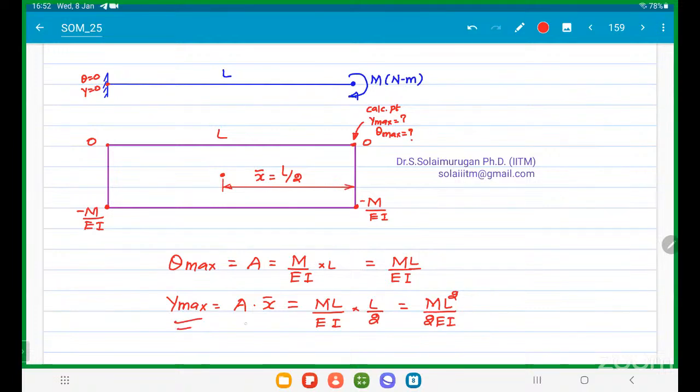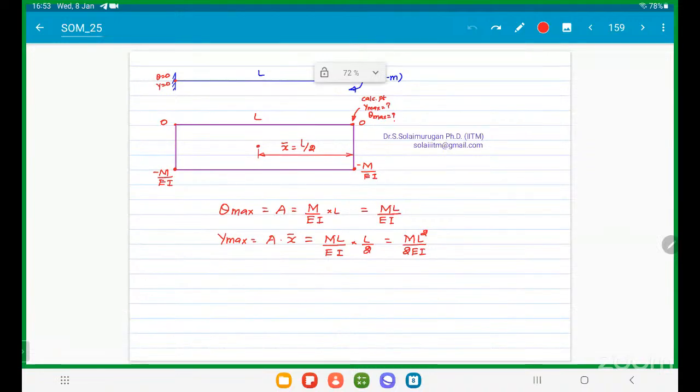Y max equal to A into X bar, same area. X bar is the distance between calculation point and centroid of the selected area. So X bar equal to L by 2. So Y max equal to ML square by 2 EI. Okay, done.